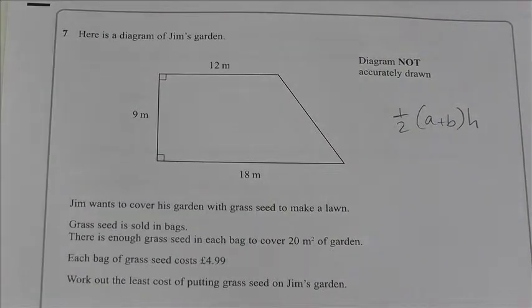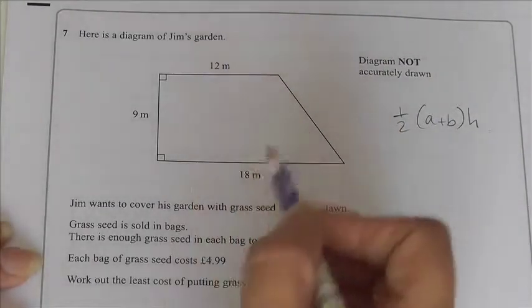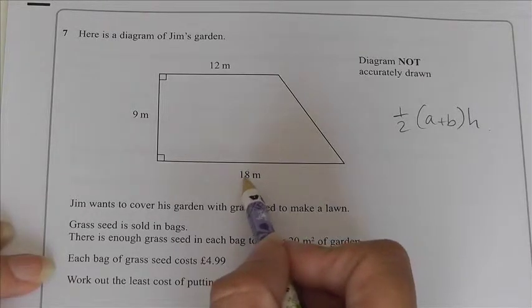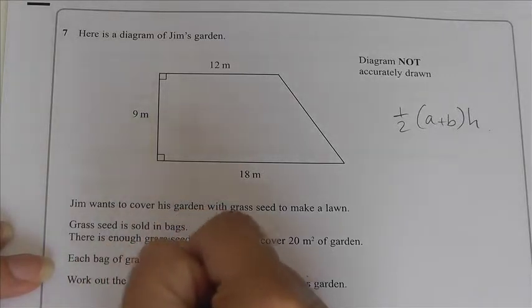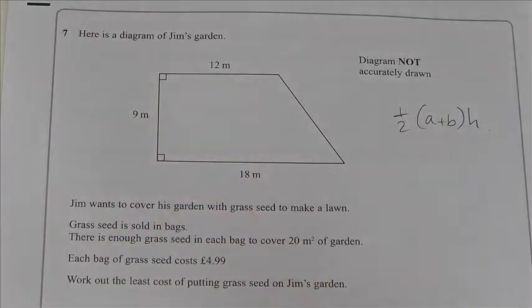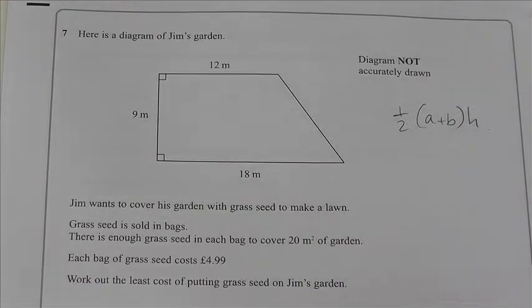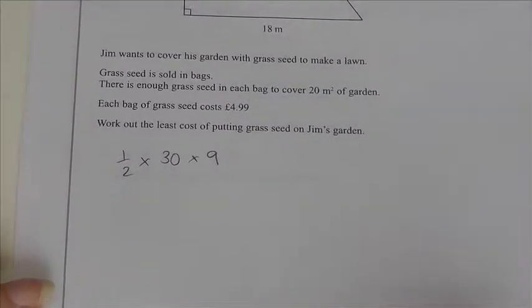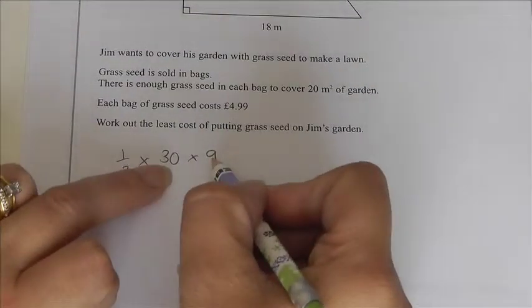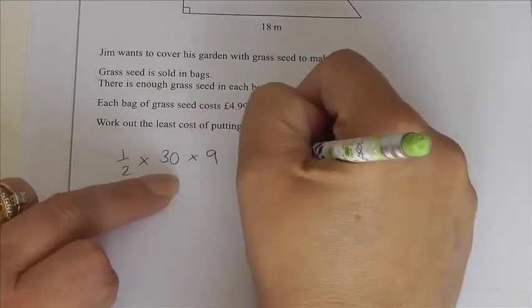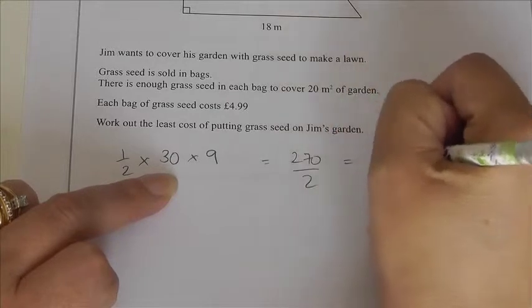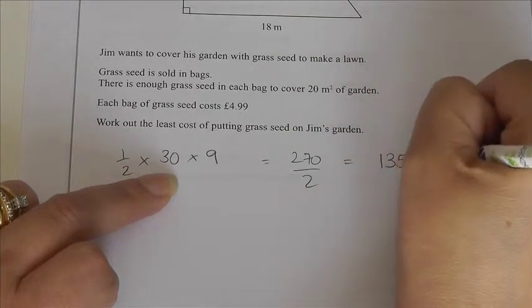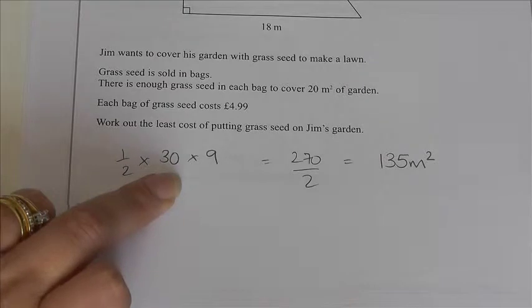Now, my A value is going to be 12 and my B value will be 18, which gives me 30. So I'm going to have a half times 30 times 9. And obviously you could do 30 times 9 and then halve it, whichever you find easiest. So let's calculate that quickly. 3 9s are 27, so that's going to be 270, and then I need to halve that, which gives me an area of the lawn of 135 metres squared.